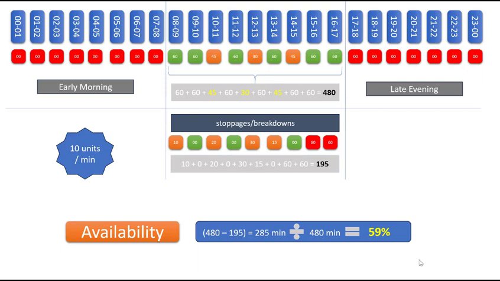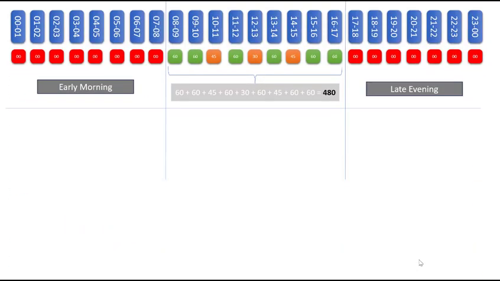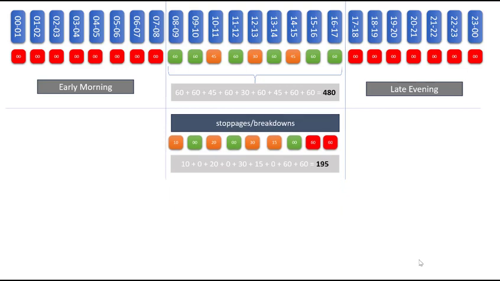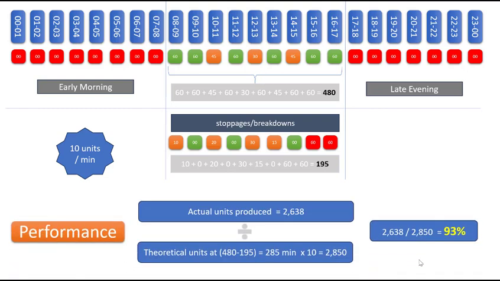Now to work on productivity, we look at the actual production output at the end of the shift. In this example, it's 2,638 units. But because the machine rate is 10 units per minute, the standard, and the machine was available for 285 minutes, the production line should have produced 285 times 10, which is 2,850 units. So the ratio between what was actually produced and what should have been produced is productivity. In this example, it is 2,638 divided by 2,850, which is 93%.